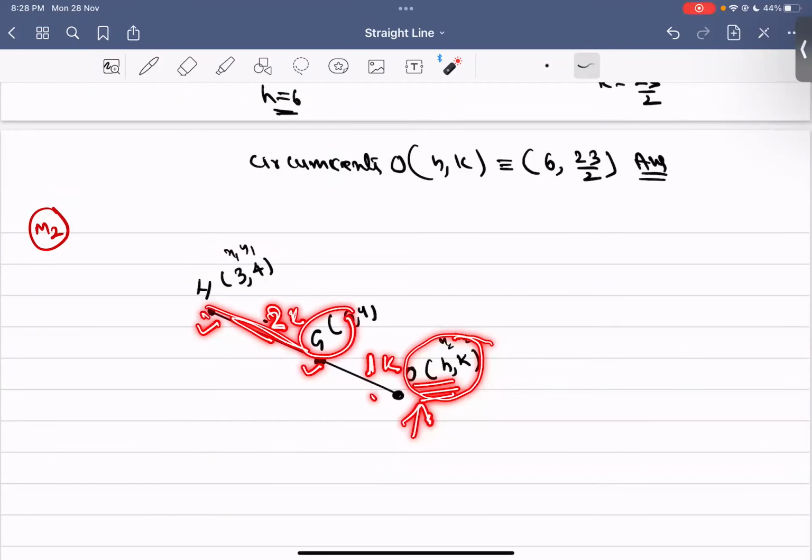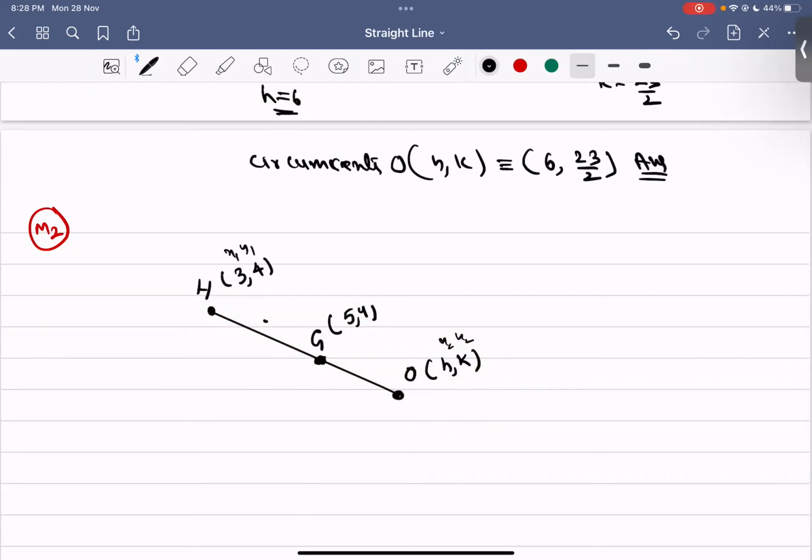Similarly, we can also say O divides H and G externally in the ratio 3:1, because this is 3 units, since 2 plus 1, and this will be 1 unit. Clear? Yes, sir. So now we will solve it like that. Therefore, O divides H and G externally in the 3:1 ratio.